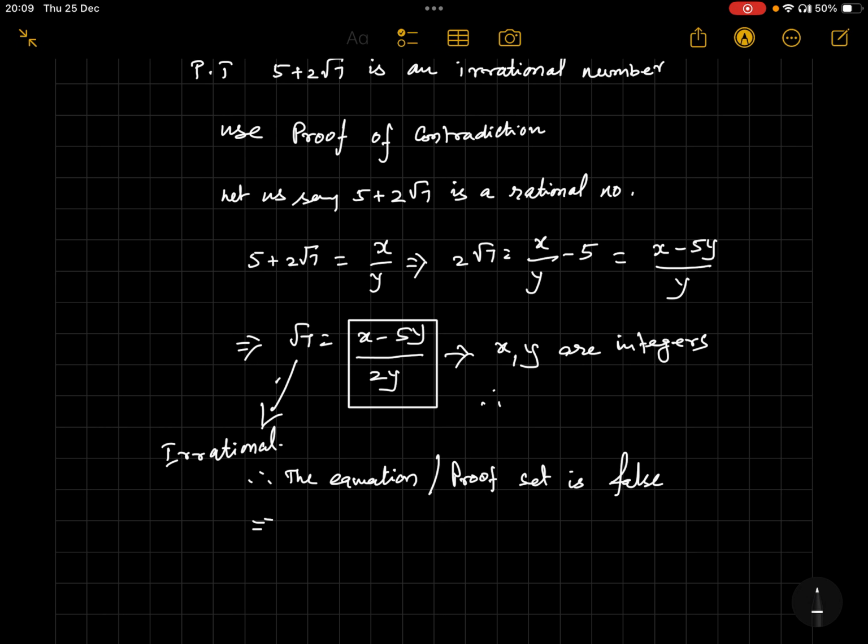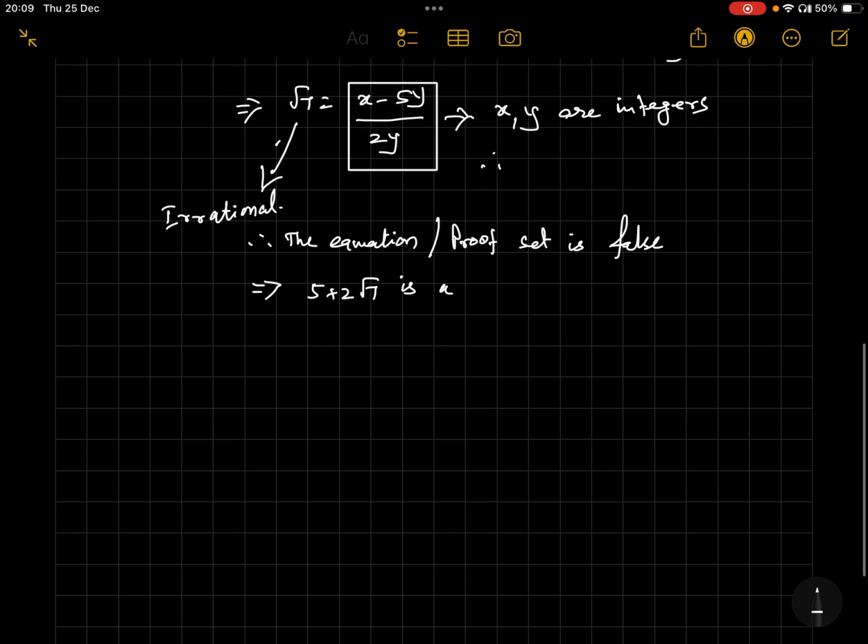What does it mean? It means that 5 plus 2 root 7 is a rational number is false. Therefore, 5 plus 2 root 7 is an irrational number. That's why I say the definition is very useful. You have to write the definition and then prove it to get full marks.